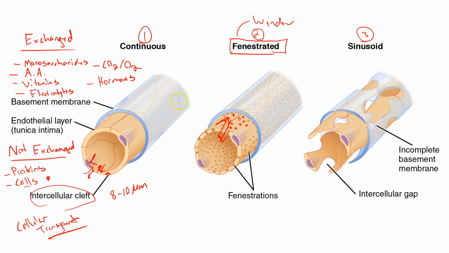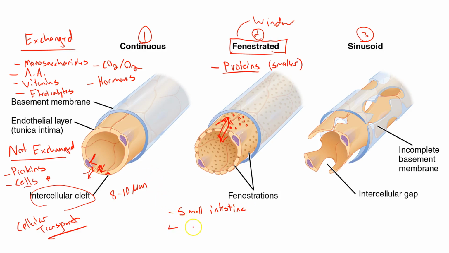Basically these ones are going to allow the exchange of all this stuff which the continuous capillary walls could exchange, but in addition to that, these will also allow the exchange of proteins, and probably more smaller proteins. This is the type of capillary that's found in places where there needs to be great absorption occurring in the body. So for example, this would be the small intestine. The small intestine is the place where most of the nutrients in your body are absorbed. So there needs to be a lot of holes through which things can pass.